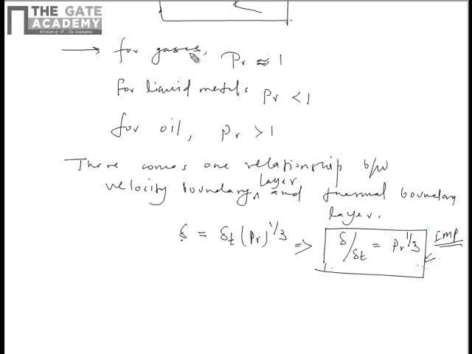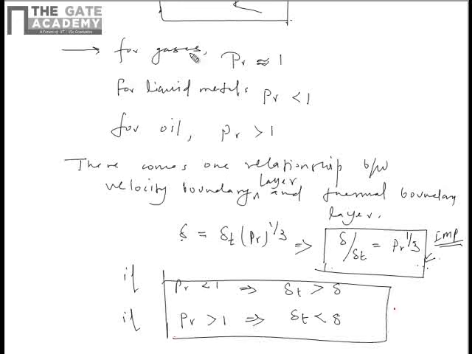So from here we can say if Prandtl number is less than 1, this implies the thermal boundary layer thickness is greater than hydrodynamic boundary layer, and if Prandtl number is greater than 1, this implies the thermal boundary layer thickness is less than velocity boundary layer. This is also important.